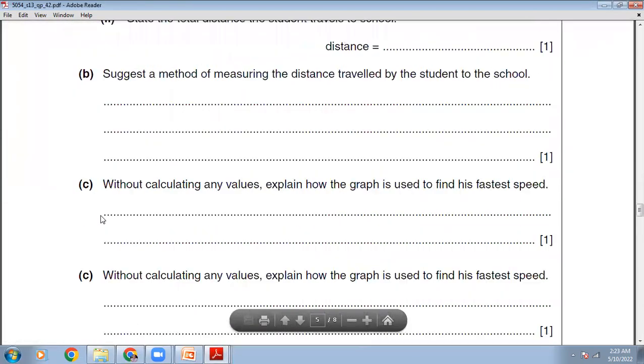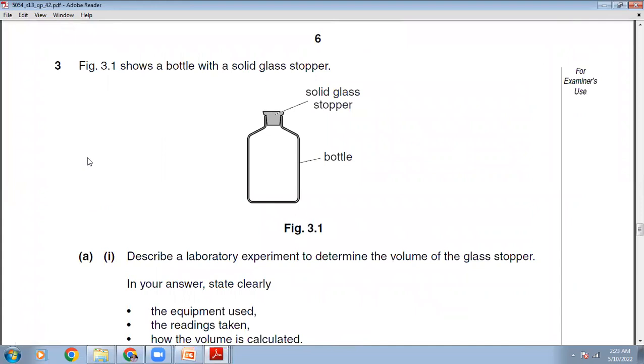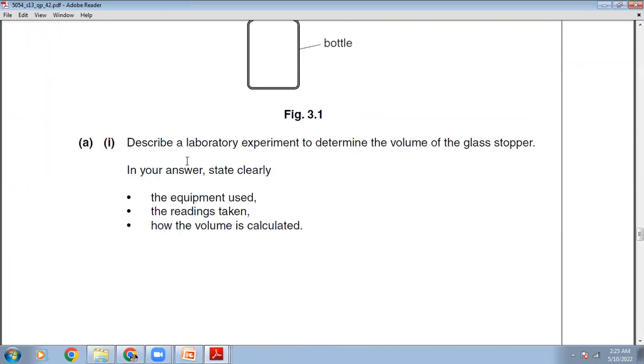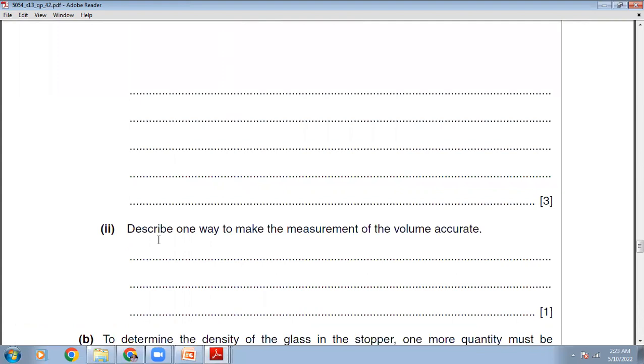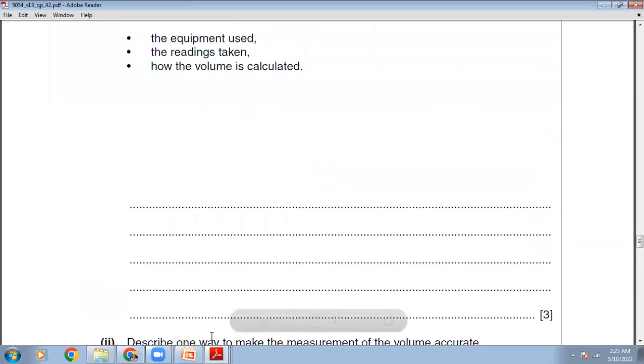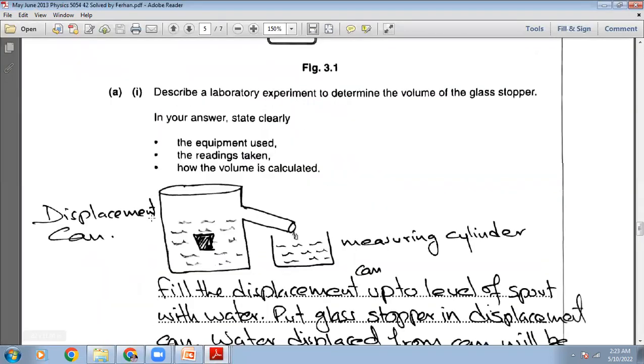The next question coming up on your screen is: Figure 3.1 shows a bottle with a solid glass stopper. This is the solid glass stopper, and this is the bottle. Describe a laboratory experiment to determine the volume of the glass stopper. In your answer, state clearly the equipment used, the readings taken, and how the volume is calculated. It's a 3-mark question. Okay, so let me show you my answer.